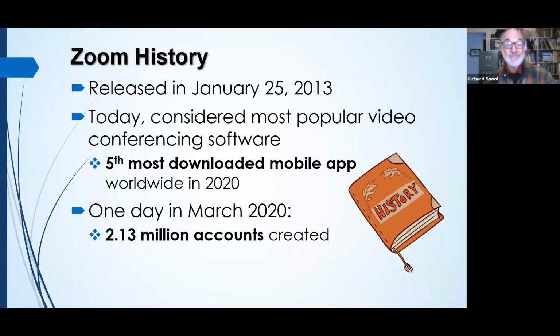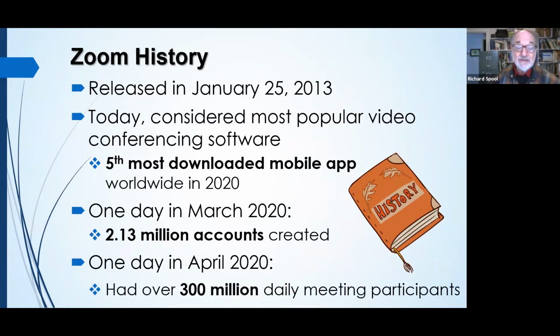One day in March, that's how many accounts were created. One day in April, 300 million people that day were participating. That's huge numbers of people. And those of us who've used Zoom know that the problem is not with Zoom. If we have any problem, it's typically that there are a lot of people using it. And in my case, it's Charter or Spectrum. Whatever system is hosting your internet, that's the thing that might slow down Zoom.